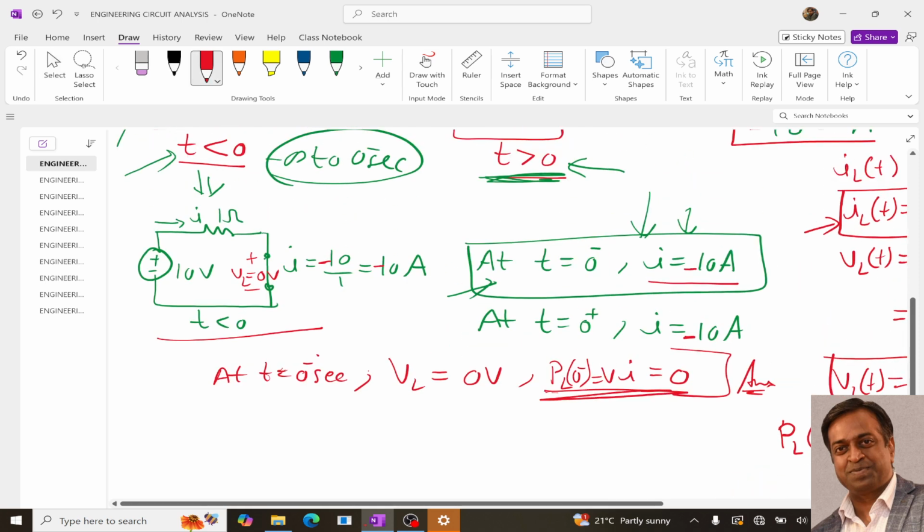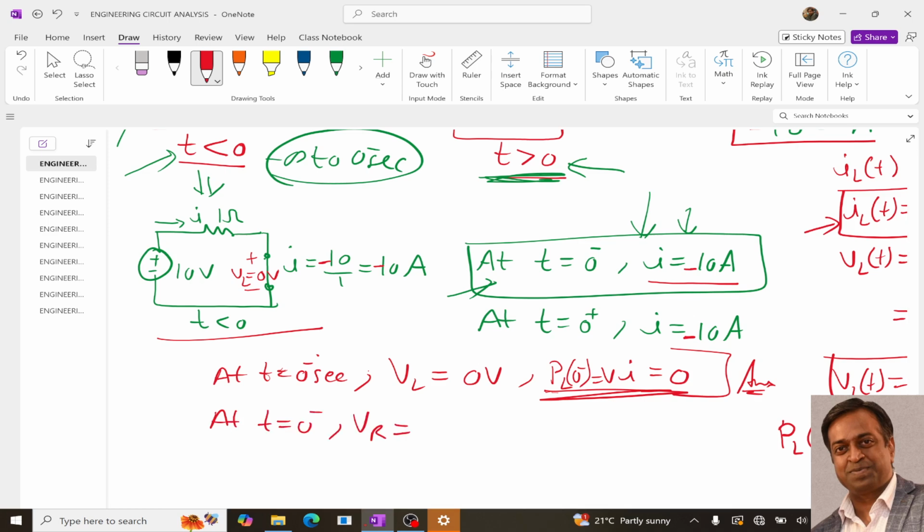Now coming to the resistor. At t equals 0 minus, since the resistance is 1 ohm and the current is minus 10, vR will be I into R, so it will be minus 10 volt, right? And since it is 10 volts, the power at vR at 0 minus will be V into I.